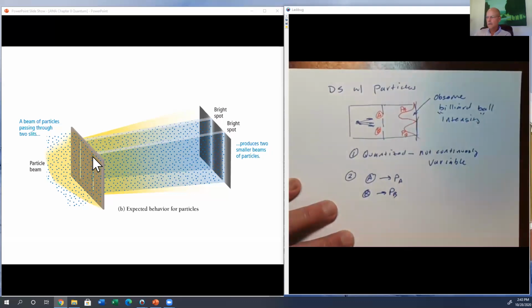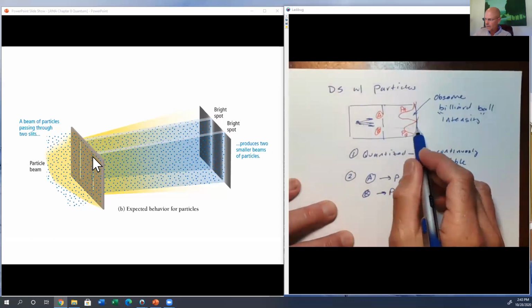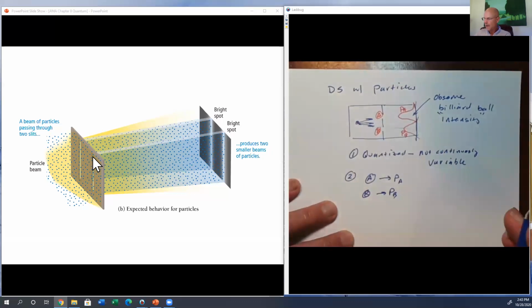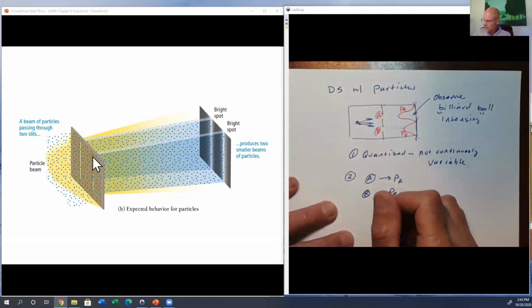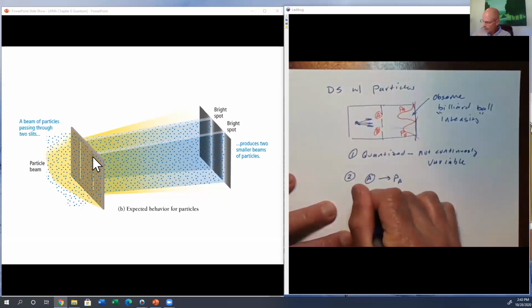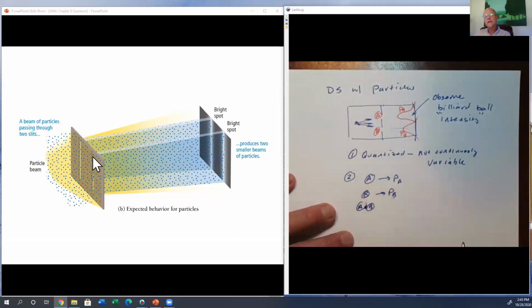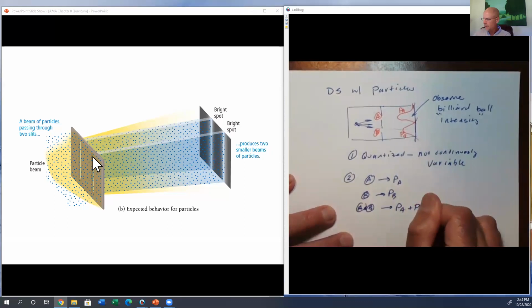PB. That's because the billiard balls are coming through and hitting here and here and here and here, right? And if you open both holes, A and B, you don't get an interference pattern, right? Because these are not waves. Instead, you just get PA plus PB.